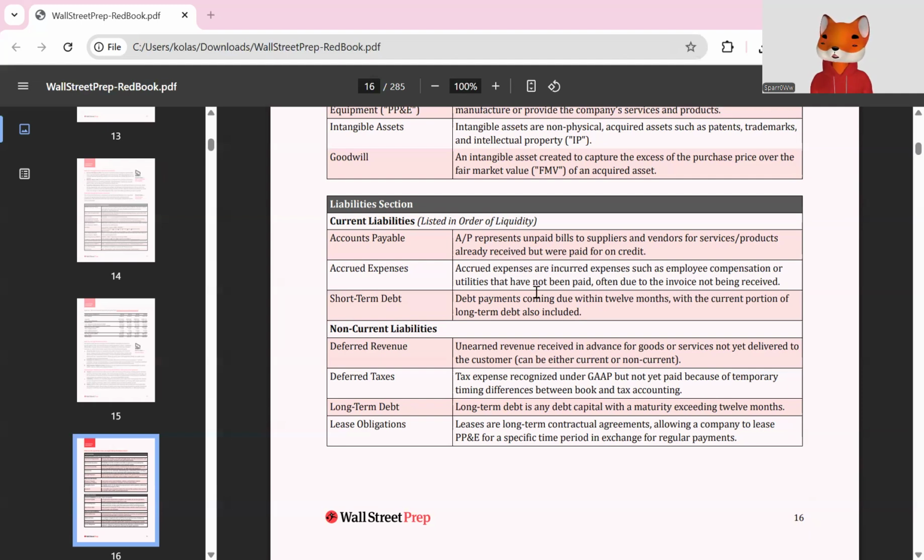Deferred taxes is a tax expense recognized under GAAP but not yet paid because of temporary timing differences between book and tax accounting. Long-term debt. Long-term debt is any debt capital with a maturity exceeding 12 months. Lease obligations. Leases are long-term contractual agreements allowing a company to lease property, plant, and equipment for a specific time period in exchange for regular payments.